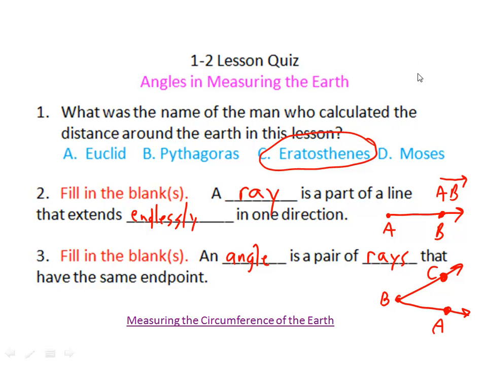So now you know a little bit about Eratosthenes and how he came to discover and calculate the circumference of the Earth very accurately with his geometry skills.